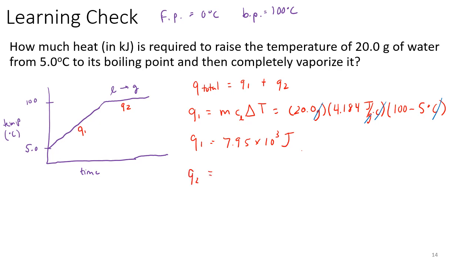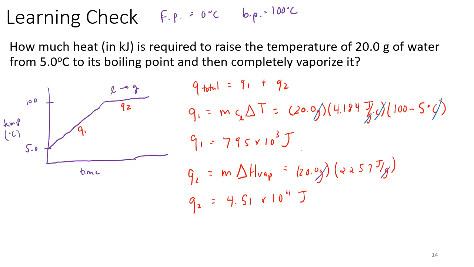Q sub 2, or our phase change going from a liquid to a gas, will be equal to M times the delta H of vaporization in this case. The mass is still 20 grams. Delta H of vaporization for water going from a liquid to a gas is equal to 2,257 joules per gram. Our grams will cancel, and Q2 is equal to 4.51 times 10 to the fourth joules.